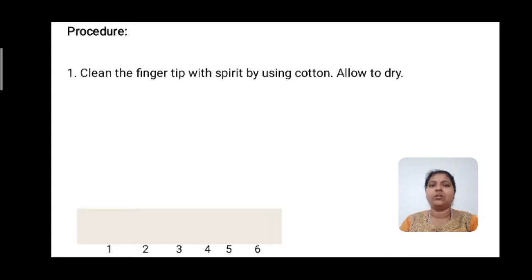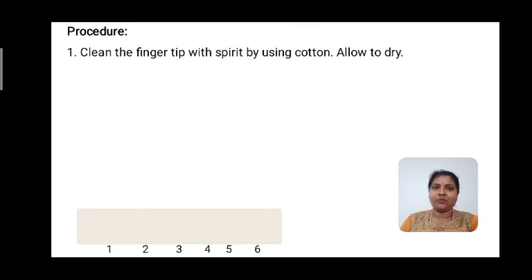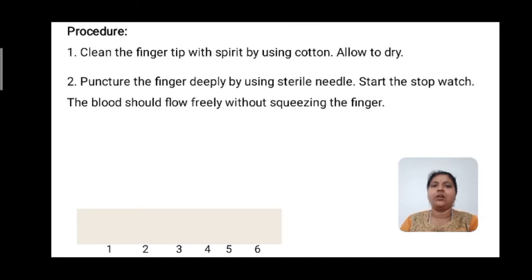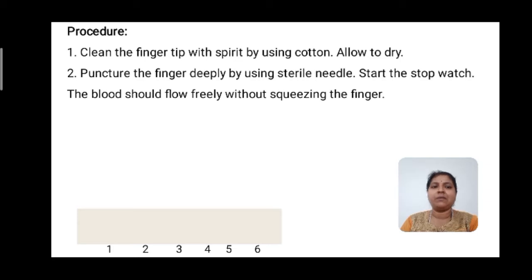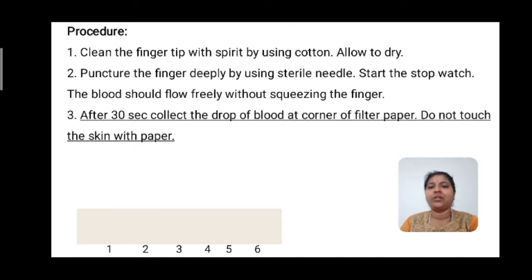Now the procedure. Clean the fingertip with spirit using cotton, allow to dry. Puncture the finger deeply using the sterile needle. Start the stopwatch. The blood should flow freely without squeezing the finger. After 30 seconds, collect the drop of blood at a corner of filter paper. Do not touch the skin with the paper.